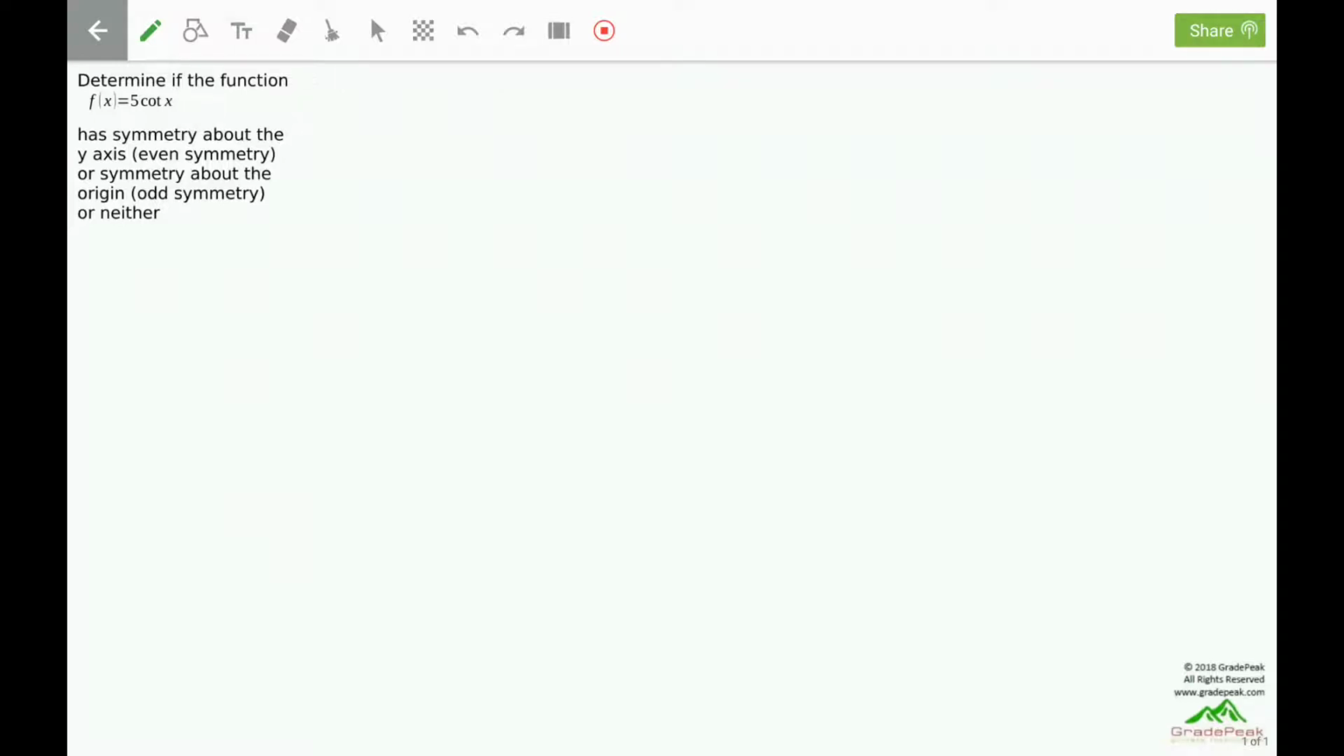Determine if the function f of x equals 5 cotangent of x has symmetry about the y-axis, also known as even symmetry, or symmetry about the origin, also known as odd symmetry, or neither.